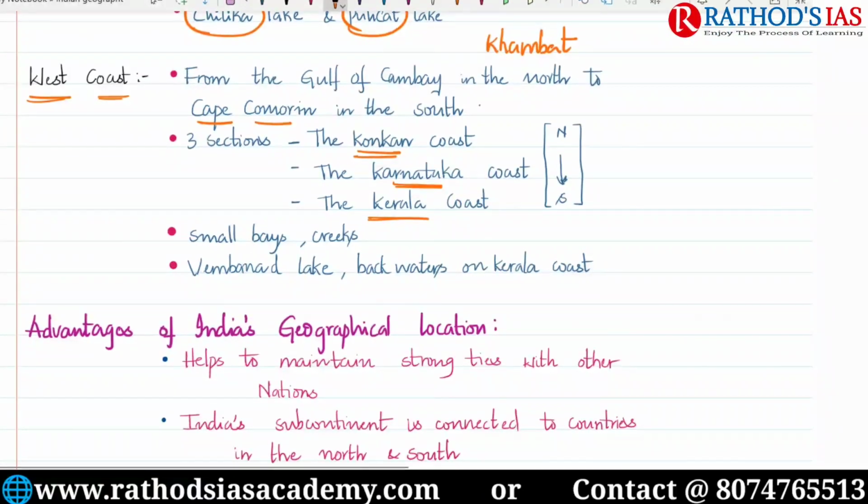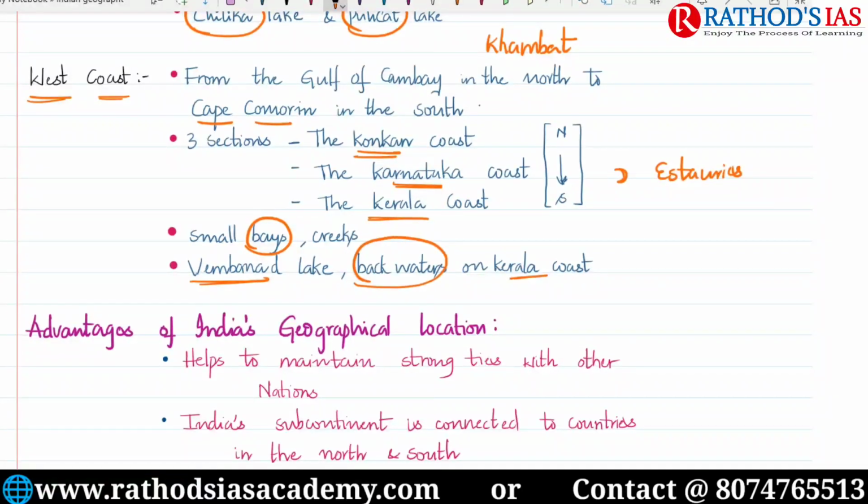And this western coast is dominated by small bays, and small creeks are seen in this western coast, and even estuaries are also seen. This western coast is very famous for one important lake, that is Vembanad Lake, and also it is famous for the backwaters of the Kerala coast. So this is about the coast of India.